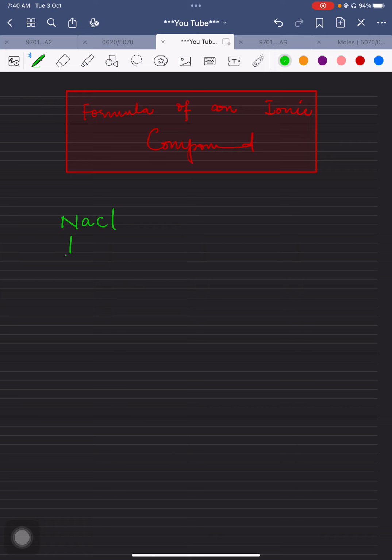Look here. It is sodium and it is a part of group number one. It has a charge of +1. Okay, done. What about chlorine? It is a part of group number seven. It has a charge of -1. Is this a fixed value? Yes, this is a fixed value. These are the charges associated with these groups and these are fixed.